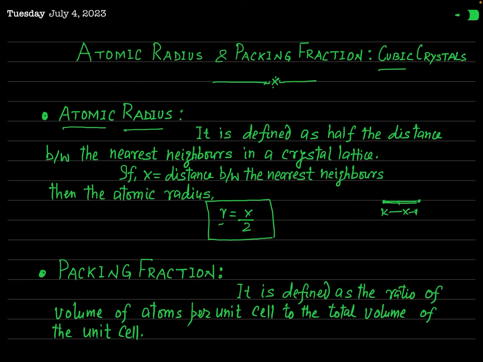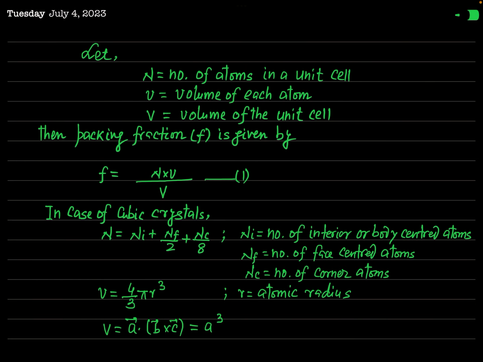Now, what is this packing fraction? Packing fraction is defined as the total volume of atoms in a unit cell divided by the volume of the unit cell. It means you have to find the total volume of atoms in a unit cell, and then divide that by the volume of the unit cell. Then you will get the packing fraction.